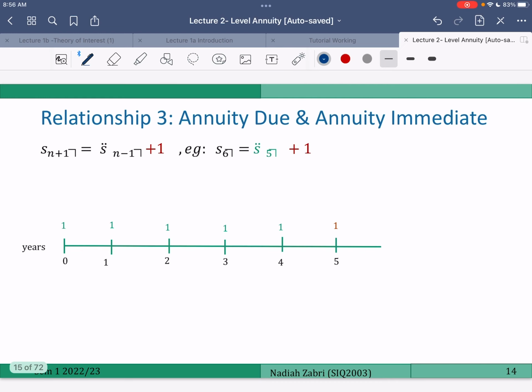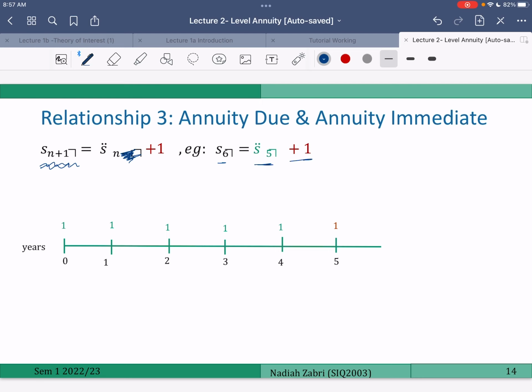Relationship number 3. This is also a relationship between annuity due and annuity immediate, but this one is related to S angle instead of A angle. So for S angle, it's pretty much similar. So S angle N plus 1 is equals to S double dot angle N plus 1. Sorry, this one is not angle. S angle N plus 1. S double dot angle n plus 1. So, for example, S angle 6 is equals to S double dot angle 5 plus 1.